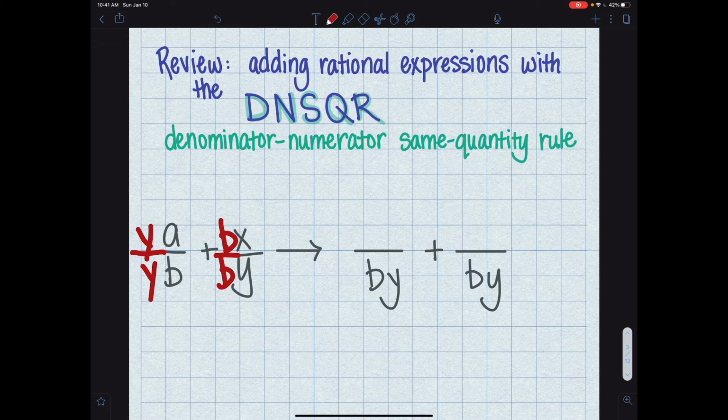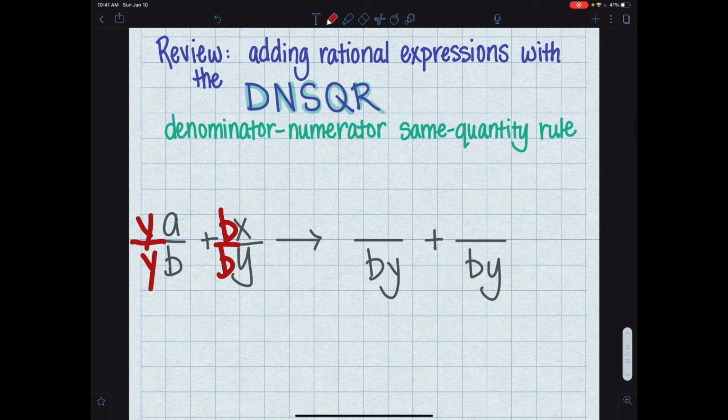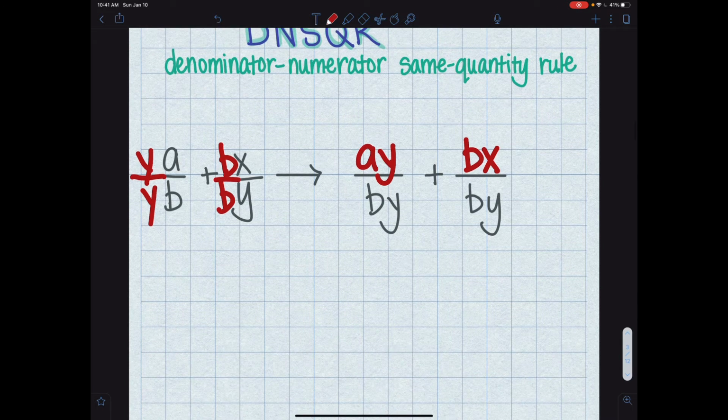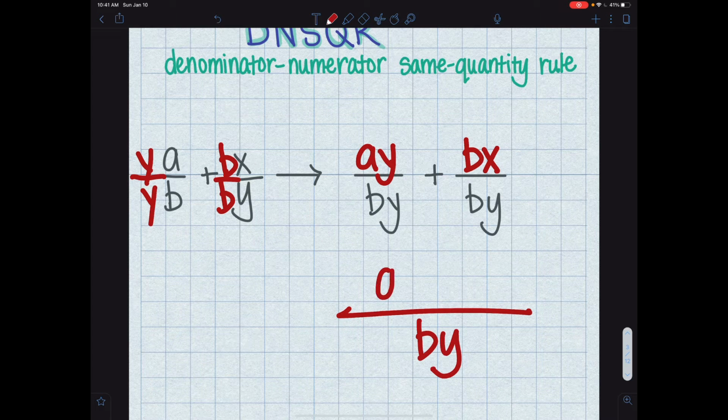And that's the denominator, numerator, same quantity rule, because you're doing the same thing to the bottom denominator and the top numerator, and you have the same quantity. You're not changing the value of anything. But now you have something that you can add, because this is going to turn into ay here and bx here. And now you can add these because you're going to have a by on the bottom, and on the top you're going to have ay plus bx. Okay, so now they're added. That's it. So that was just a quick review on the de Nuesquisser rule.